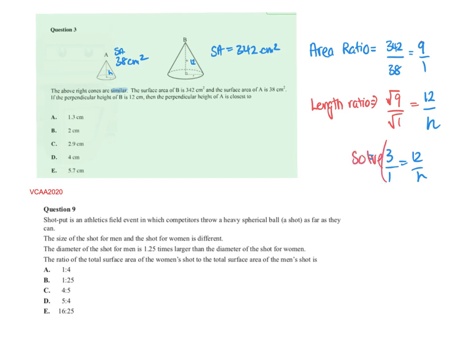You can solve at any stage. You could have solved up here too. But solve, comma H, and we'll see that H equals 4 centimeters. Okay, so we've got that one.